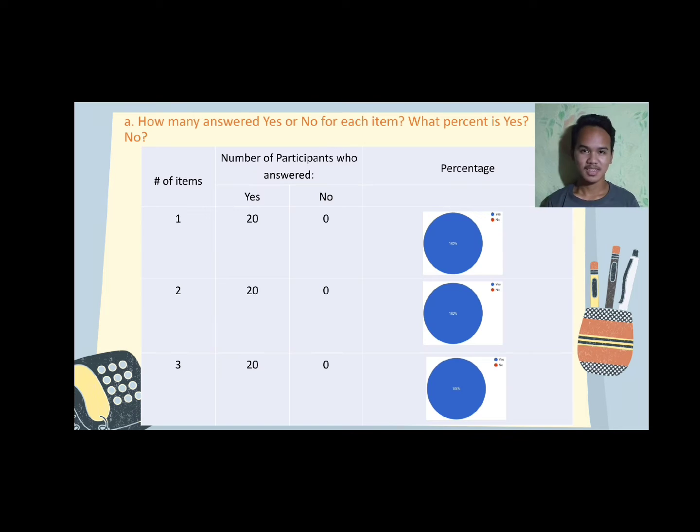So the first question is, how many answered yes or no for each item? And what percentage is yes and what percentage is no? As we can see in the table, it was labeled above the number of items, number of participants who answered yes or no, and the percentage. In items 1, 2, and 3, all of the participants said yes, therefore giving us 100% of yes and 0% of no.